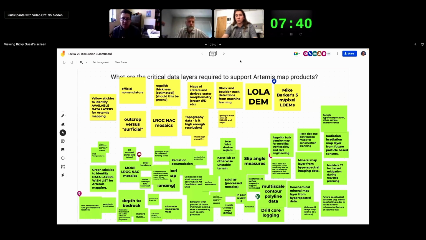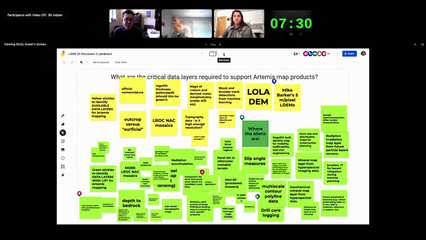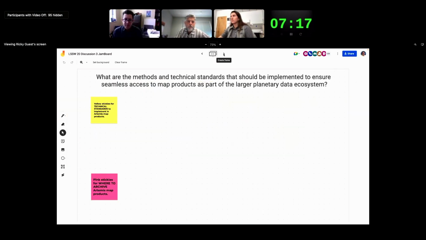There's a second slide on the Jamboard with a second topic. Is that for this session or a different session? Brad, yes, there's a second slide at the top. This was our first prompting question, which has generated a ton of feedback, and everyone is still adding stickies to it. But there's also a second slide for this discussion. Thank you, Ricky, for hovering over it.